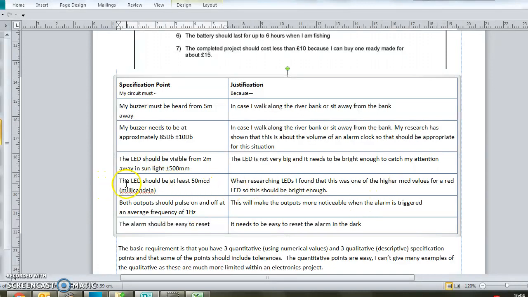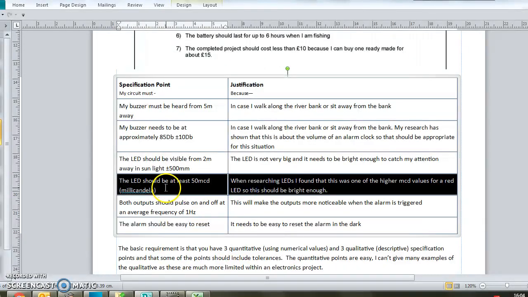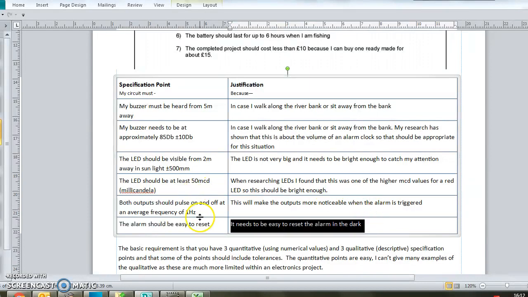So here's my improved version. The LED should be at least 50 millicandela. Okay, so I've got a numerical value, quantitative. When researching LEDs, I found this was one of the higher mcd values for a red LED, so this should be bright enough. So I've referred back to my research.